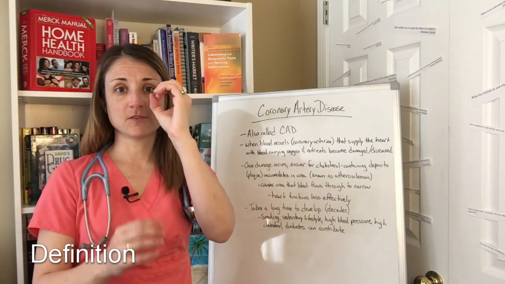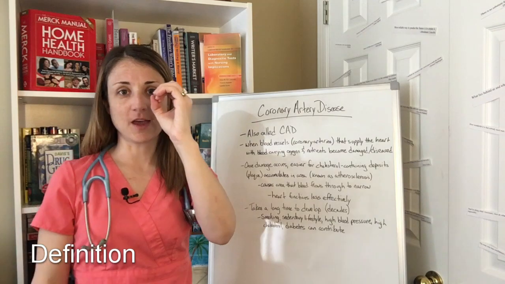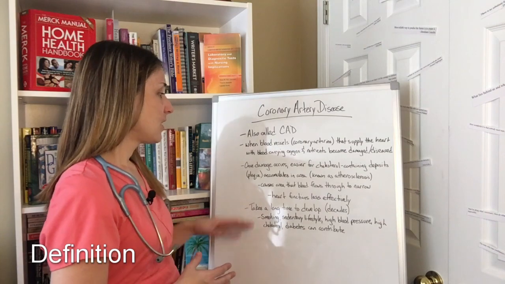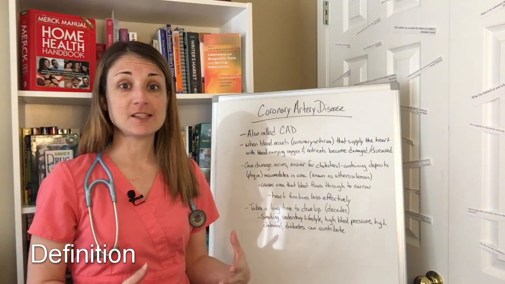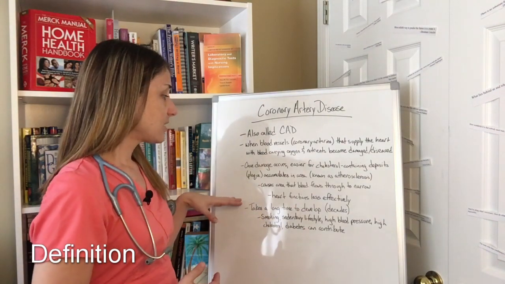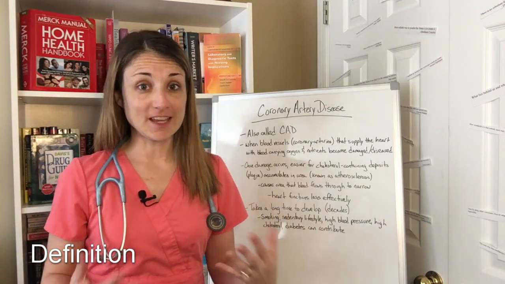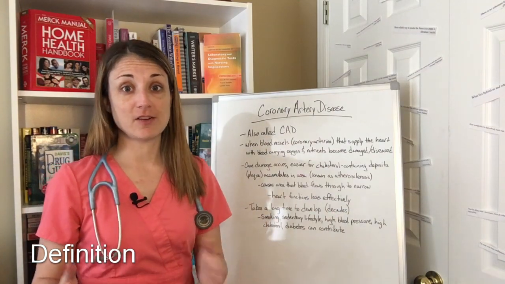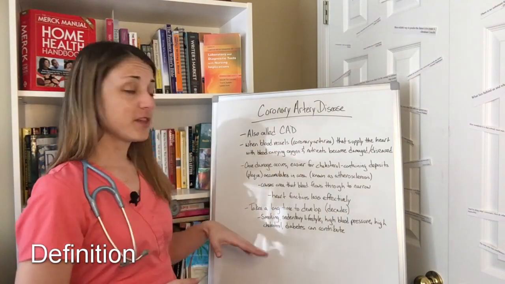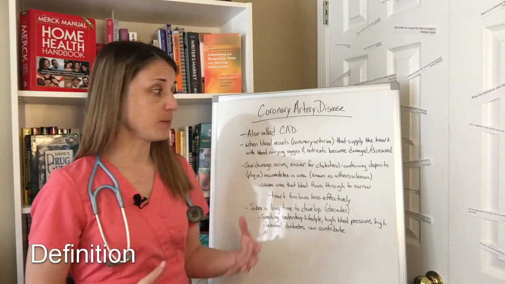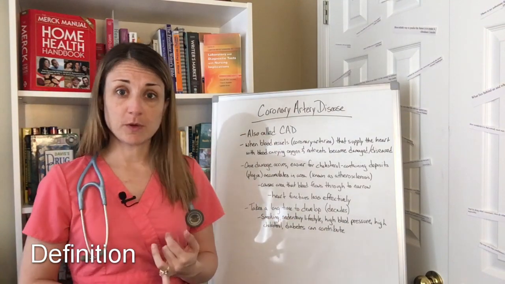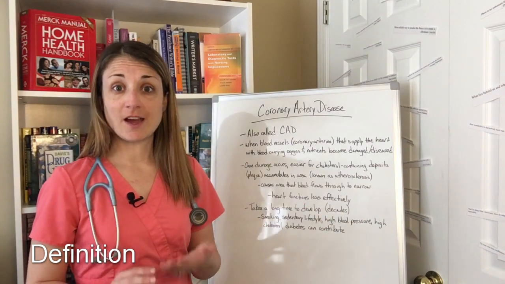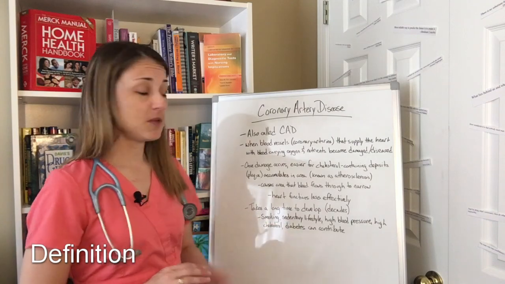So if this is your blood vessel, essentially if you fill the inside with plaque, it causes the space that the blood goes through to be very, very small. And this causes your heart to function less effectively. This takes a long time to develop though, usually over decades. So this is why most people don't even realize that they have it until it's in its later stages. There are several things that can contribute to the development of this process, such as smoking, a sedentary lifestyle, having high blood pressure, having high cholesterol, and having diabetes.